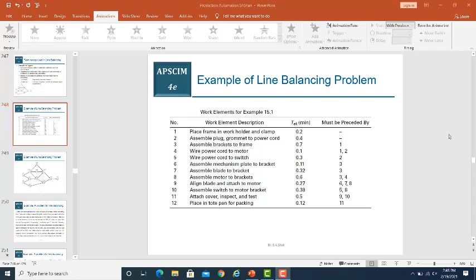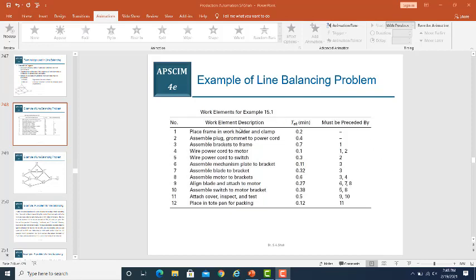In this video, we will discuss a solved example with reference to line balancing algorithm. Line balancing problems are available in chapter number 15 of MP Groover's book, so you can practice on them. This is a solved example, example 15.1, and we are going to discuss this one.